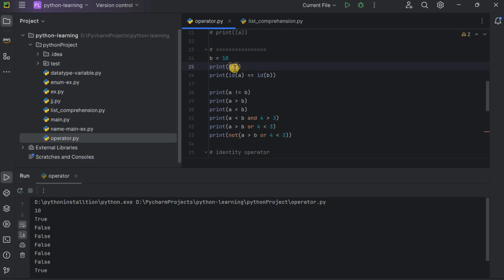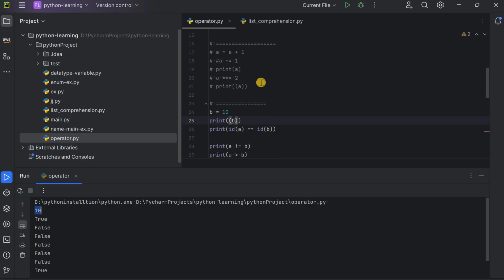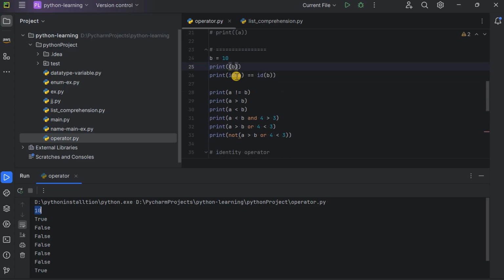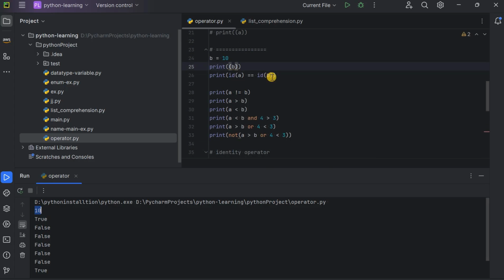So let's print B first. That is 10, right? Value is 10. Print ID of A. A is already 10. ID of A means the memory address of A, and double equal to ID of B, the memory address of B. So is it the same? Yes, that outputs true.